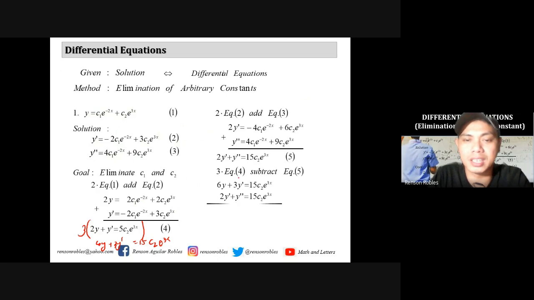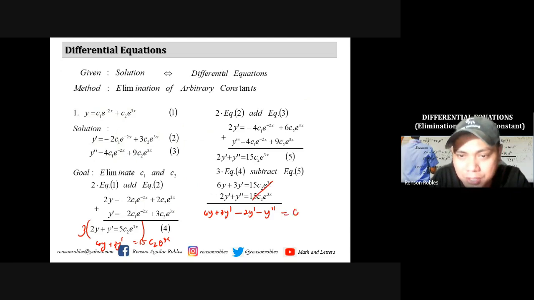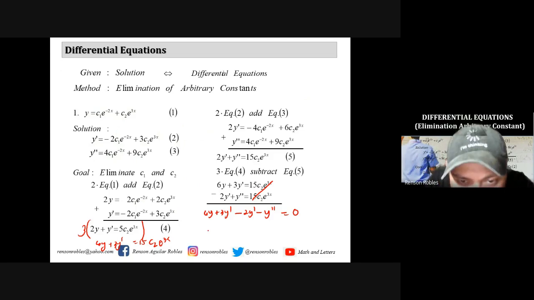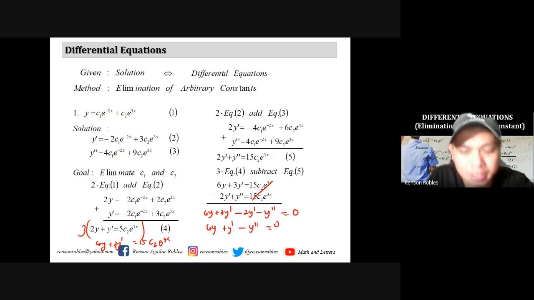And then you subtract equation 5. Okay? So you have 6y plus 3y prime minus 2y prime minus y double prime equals 15c2 e to the 3x minus, this will become 0. And we now arrive at the differential equation that we are looking for. The only thing we need to do is to combine things that need to be combined. So you have 6y, 3y prime minus 2y prime is y prime, minus y double prime equals 0. And then you got this.